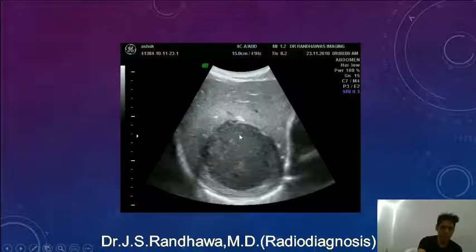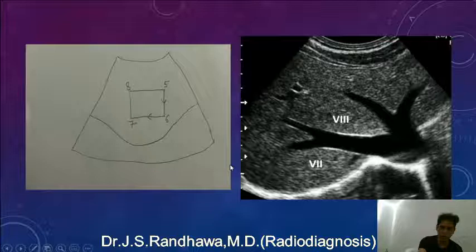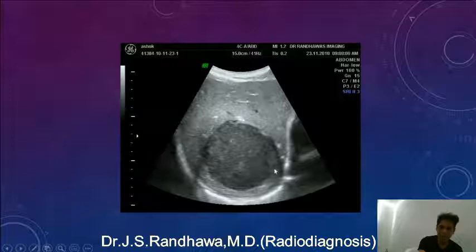So we have this mass which is seen superiorly as well as posteriorly. So superior and posterior, again let us go back. This is superior and posterior, segment number 7. This mass is in segment number 7. That's all. Thank you.